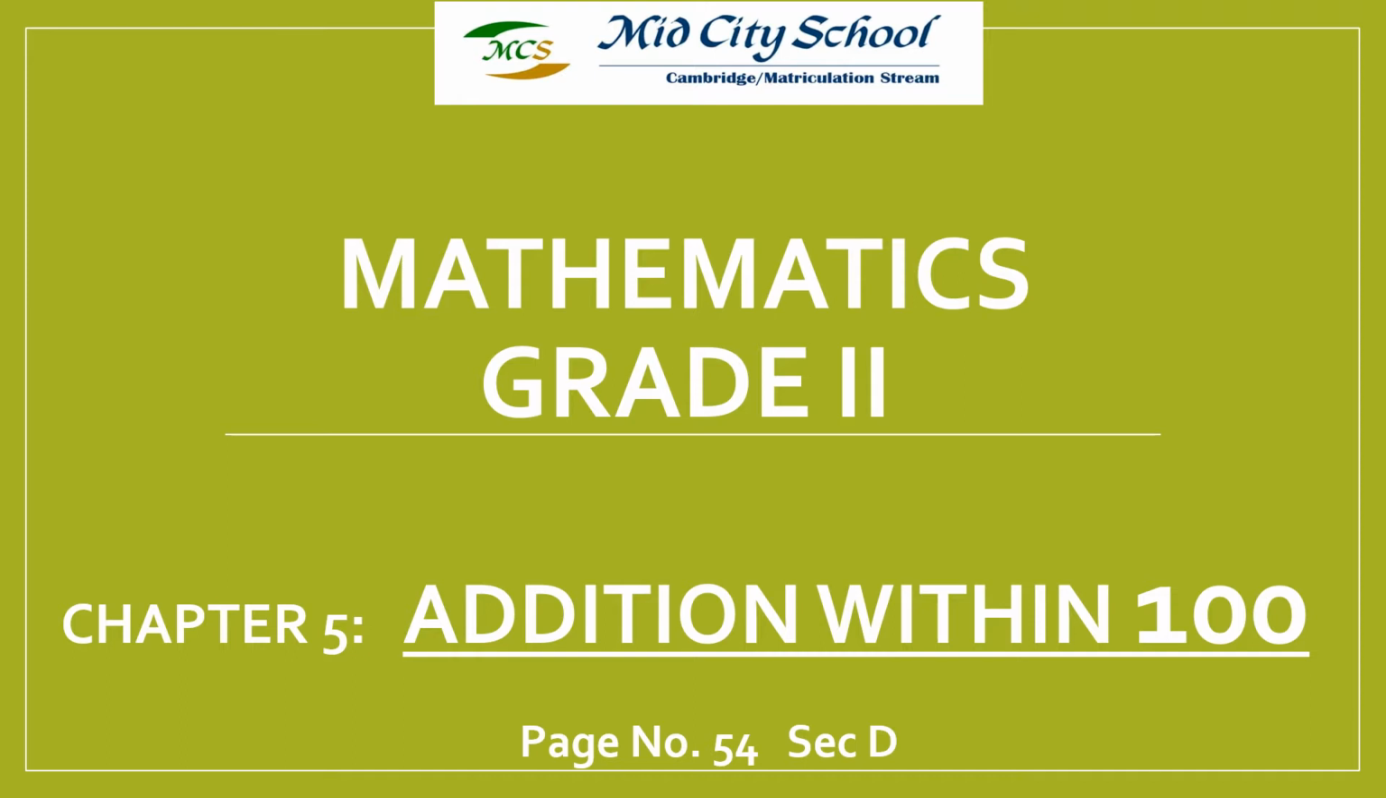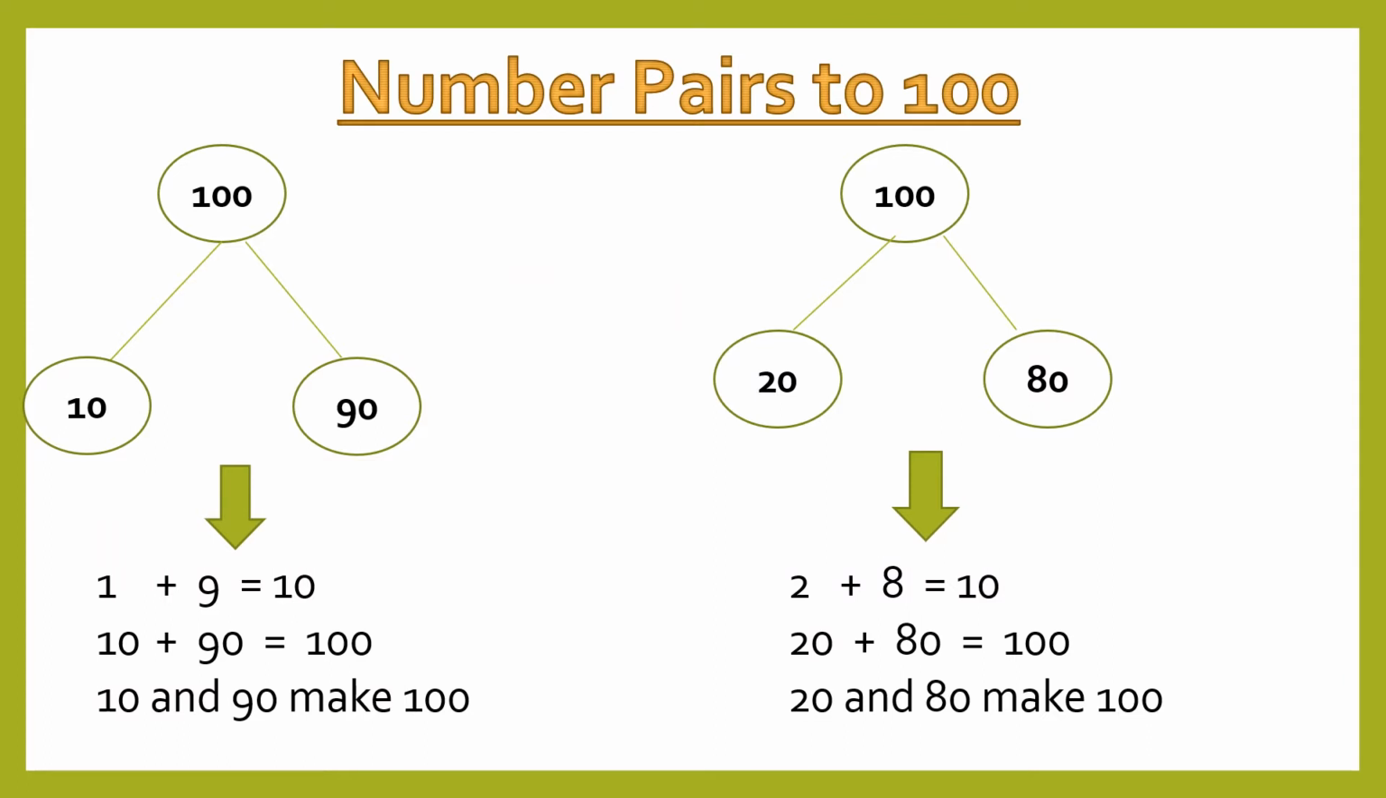Today is our lecture number 8 in which we'll continue with our previous chapter, addition within 100. So please open page number 54 of your book, which is section D of the given chapter, addition within 100. Let's begin. First of all, we have already learned what a number pair is to 20. So today we'll learn what are the number pairs to 100. Okay, so what kind of number pairs can you form using the number 100?